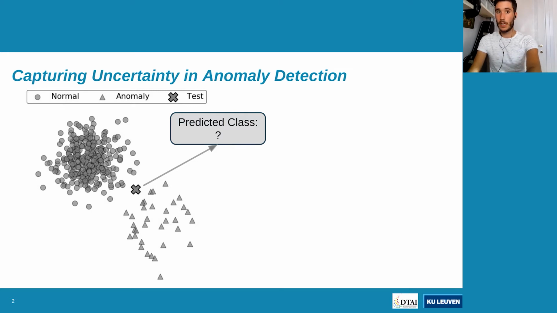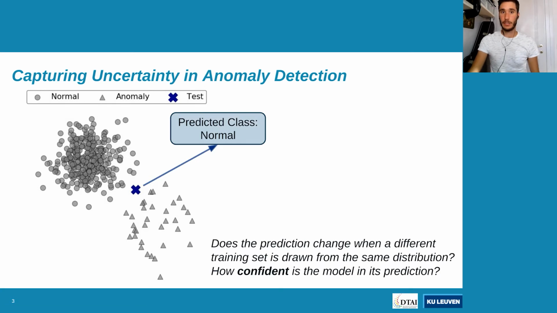Well, in this scenario, the predicted class is normal, and as you can easily imagine, the output strictly depends on the training set. So an important question that we want to raise is, does the prediction change when a different training set is drawn from the same distribution? In other words, how confident is the model in predicting the normal class for this test example?